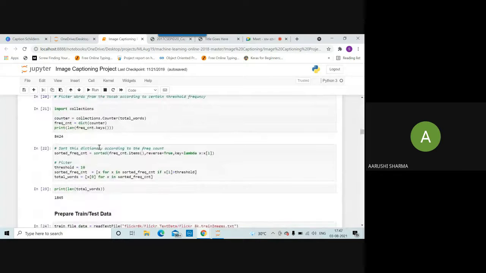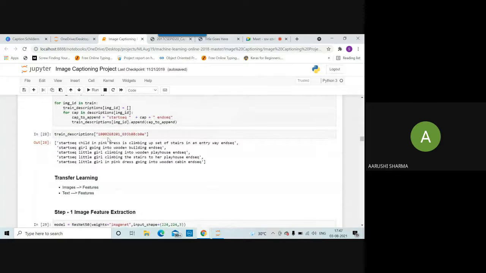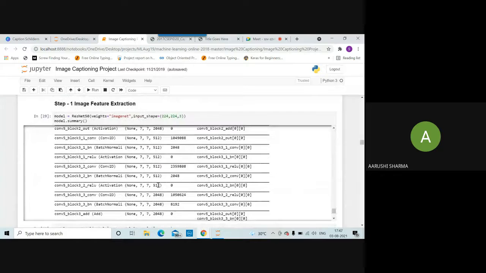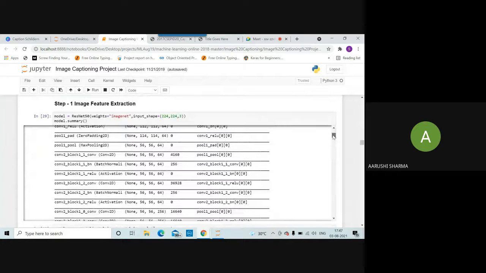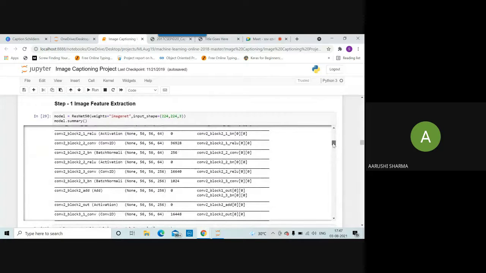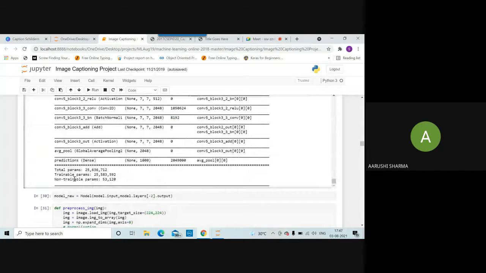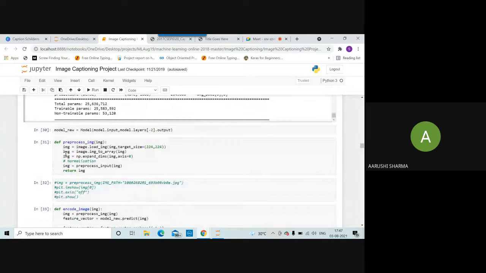After this, we see how to train and test the data. For that, first of all, we see the convolutional neural network we are using and its model summary. This is the model summary of our convolutional neural network. These are the input layers, the hidden layers, and the output layers. And the parameters we are using to extract the essential features are 25.